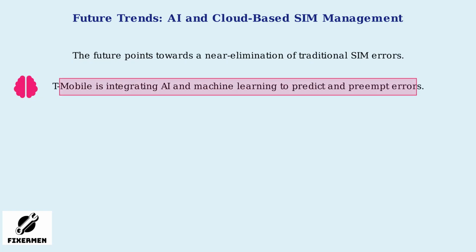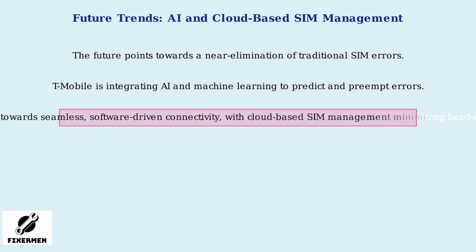T-Mobile is harnessing AI and machine learning for predictive analytics, preempting errors based on user behavior. This has reduced average resolution time from 48 hours in 2024 to under 12 hours in 2026, with 85% of cases resolved within 24 hours through AI diagnostics.